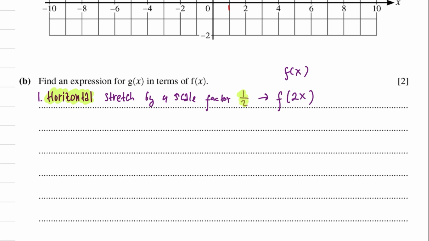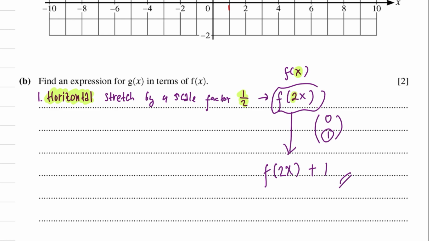Scale factor 1 over 2, that means we replace my x with 2x. 1 over 2 becomes 2. We do the opposite. And the second one, we have f(2x). We translate that (0, 1), which means that this is vertical. So we just add to my new function, f(2x), and then we add 1. So this is my answer.